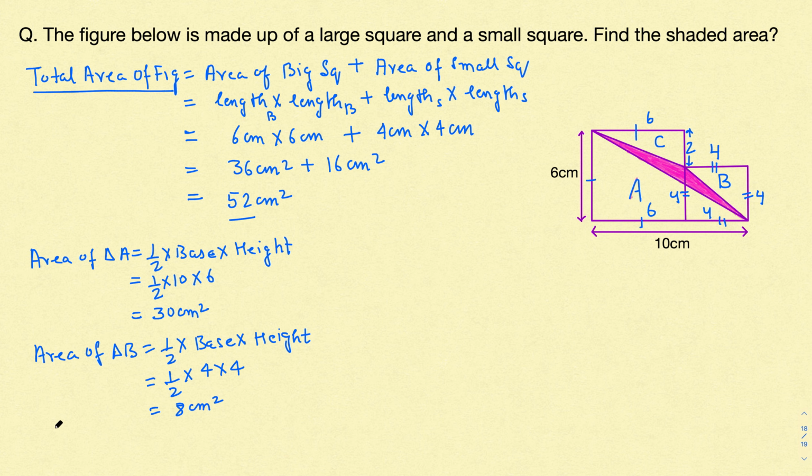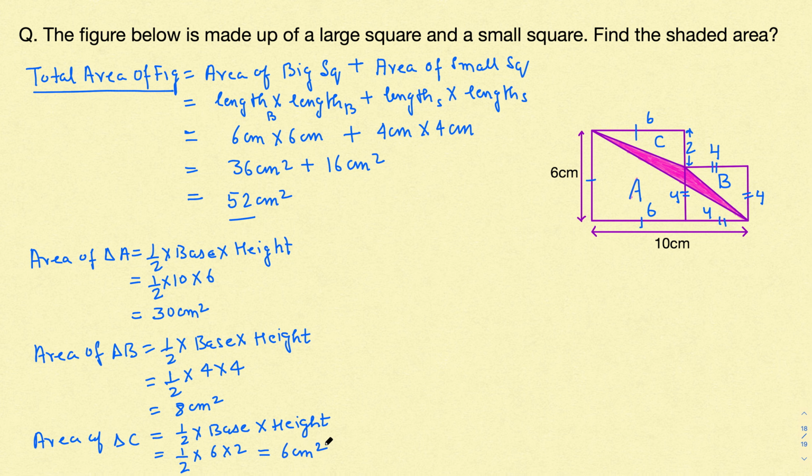Now let's find the area of triangle C. So the area of triangle C is again half times base times height. And what's the height and the base for C? See here, if I take this one as the base, the base will be 6, right. And how about the height? It will be 2, right. So the base and the height are 6 and 2. You can take the other way around as well, no problem. And that will give you 6 cm square, right.